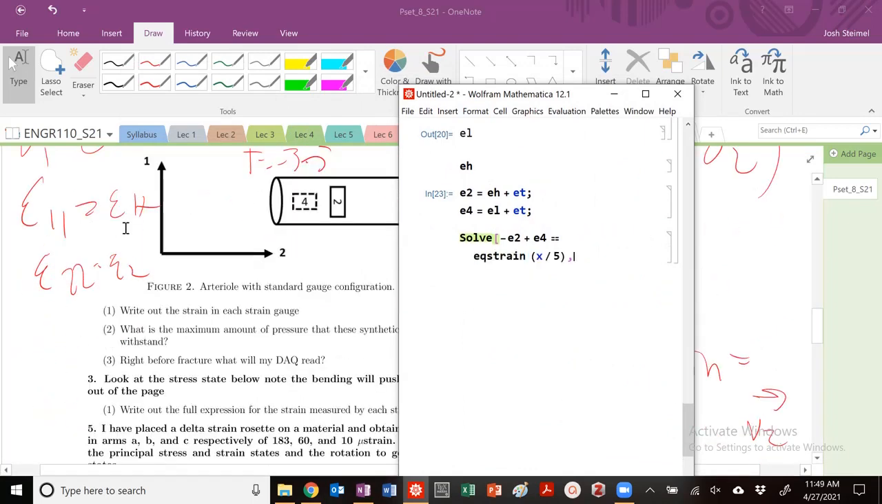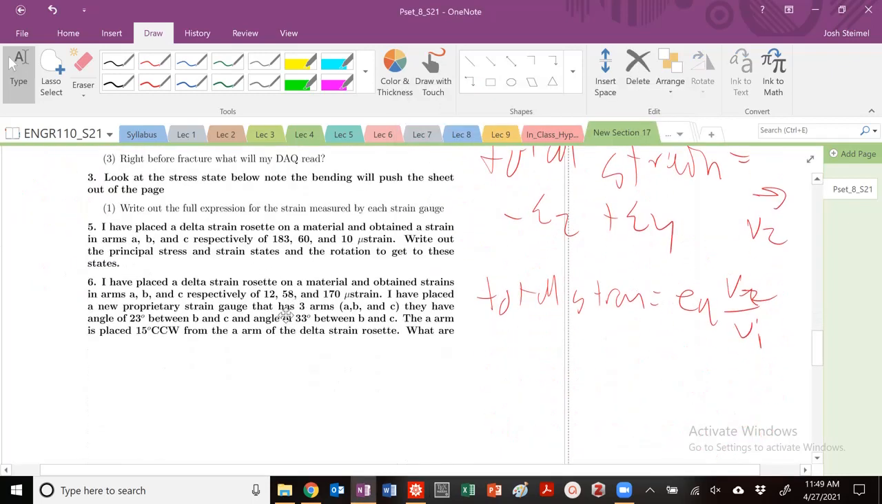Then let's solve for X. So that will be essentially my voltage value when we compress this. So there it is. Excellent. That's what my DAC's going to read right before fracture.